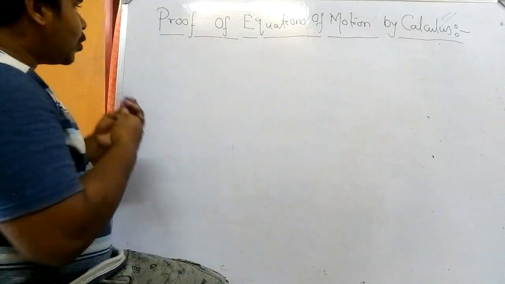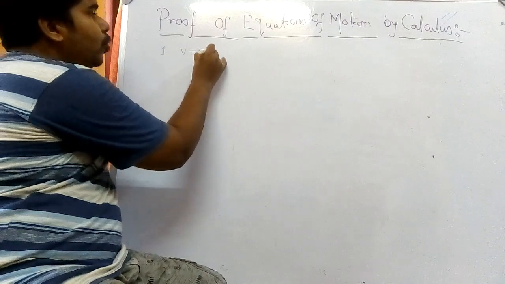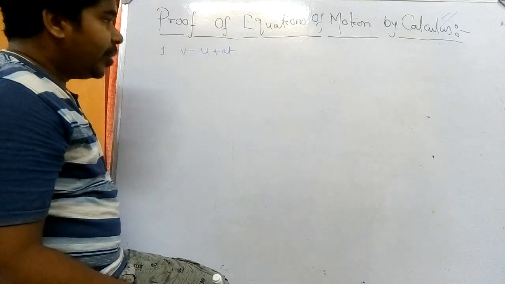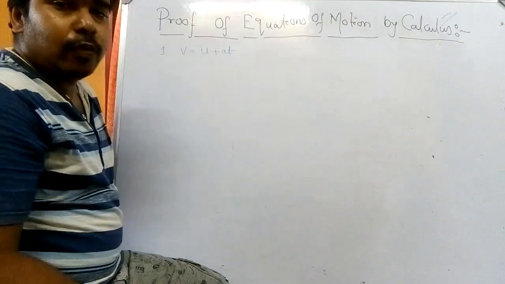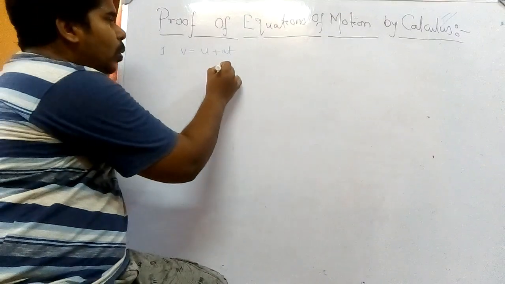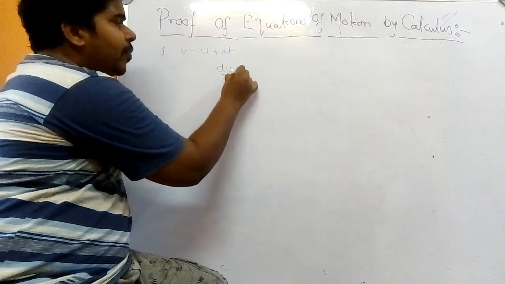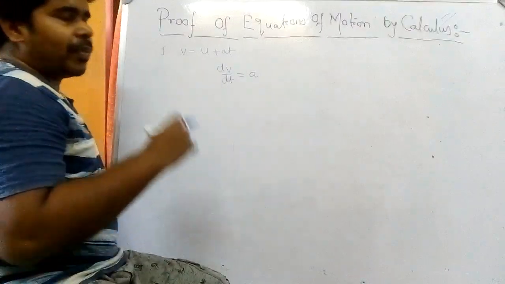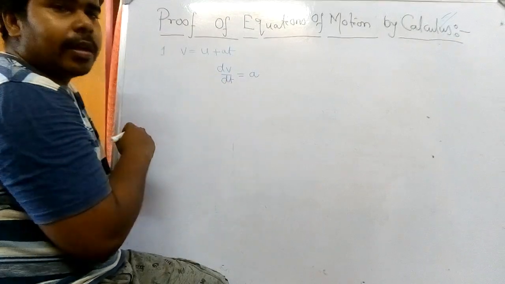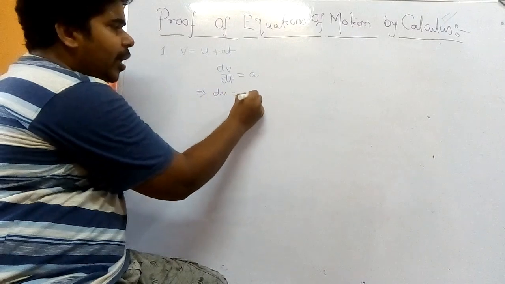Let's see. So first we want to prove equation number 1, that is v equals u plus at. So here, which differential equation do we have to follow? We all know that the differentiation of velocity with respect to time gives us acceleration. So can it be written this way, that dv equals a into dt?